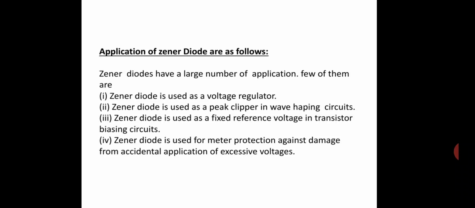So the main comparison, like definition. The definition of a p-n junction diode is that it is a semiconductor diode which conducts only in one direction, the forward direction. And what is the Zener diode? The diode which allows the current to flow in both directions, forward and reverse. Such a type of diode is known as a Zener diode.